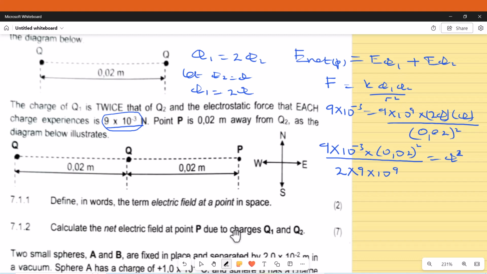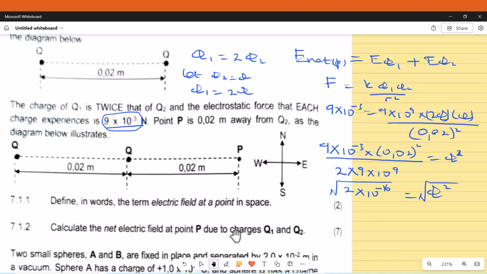So if I calculate this side on my calculator, what do I get? Let me find out. I'm going to say 9 exponent negative 3 times 0.02 squared, divided by 2 times 9 exponent 9. Here it gives me 2 times 10 to the power negative 16. Now this is equal to Q squared, but I need to find Q, so I do what? I take the square root, guys.